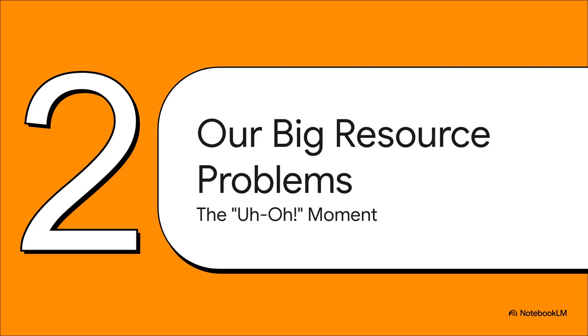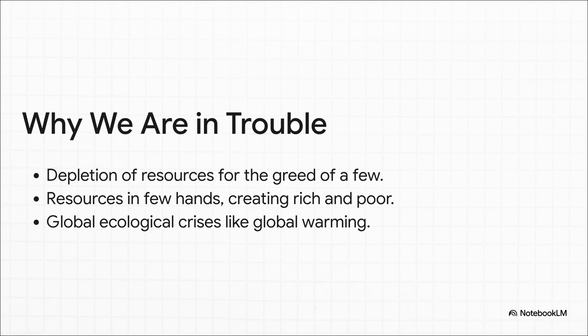So now that we are all experts on what resources are, let's talk about the big uh-oh moment. Yeah, the problems that we humans have created by being a little careless. Basically, there are 3 massive problems. First, some people got greedy and just used up way too many resources, causing them to deplete. Second, the resources ended up in the hands of just a few people, creating this big gap between the rich and the poor. And third, all this careless use has led to huge global crises. You know, things like global warming, pollution, melting ice caps. These are really serious issues, bacho.